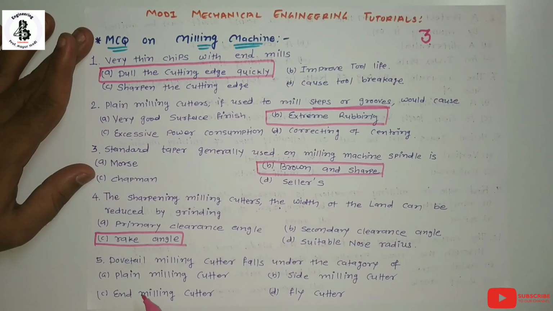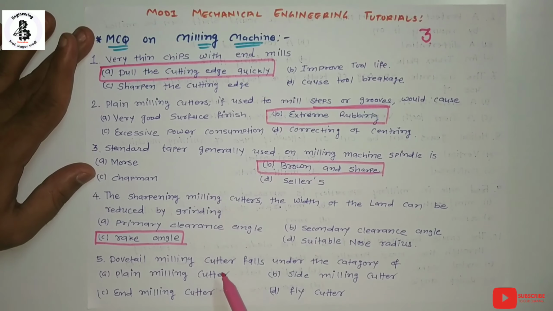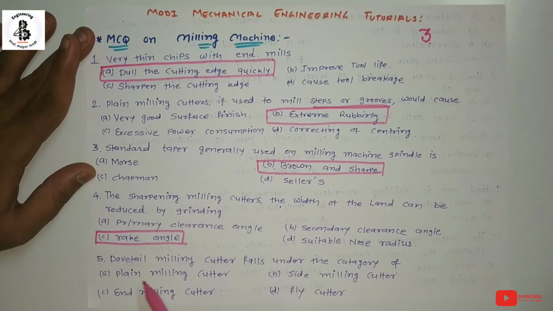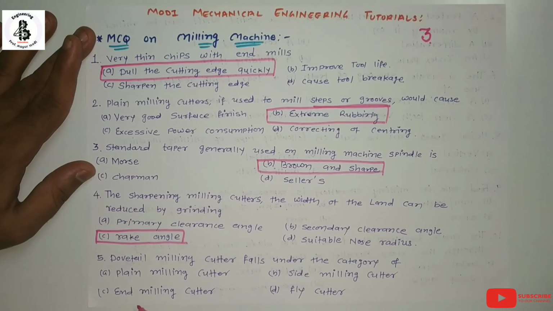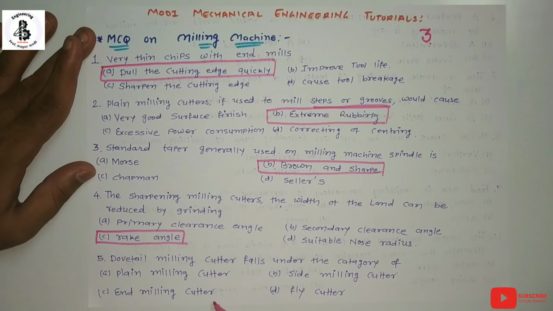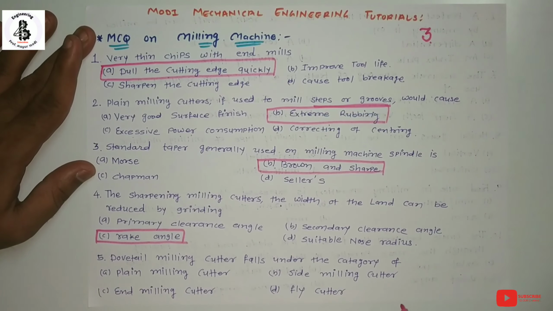The next. Dovetail milling cutter falls under the category of option A. Plain milling cutter. Option B. Side milling cutter. Option C. End milling cutter. And option D. Fly cutter.